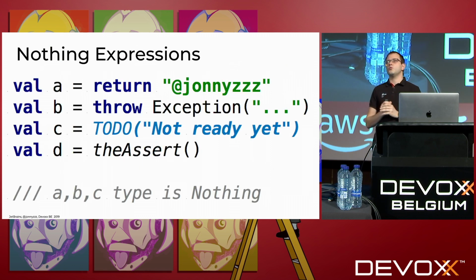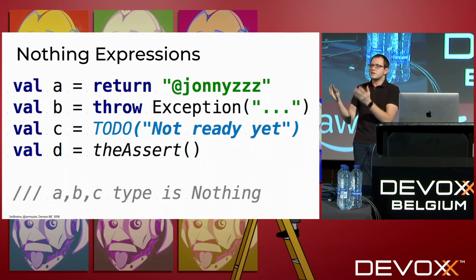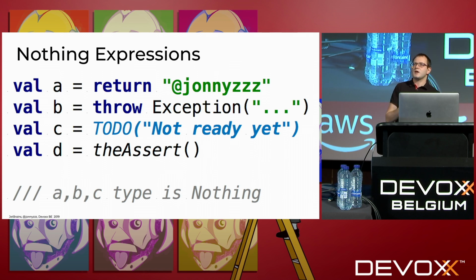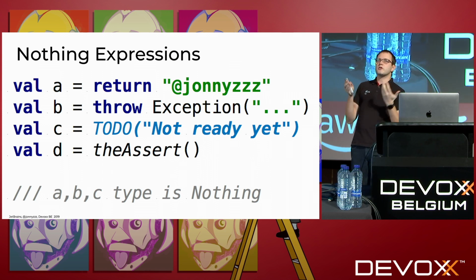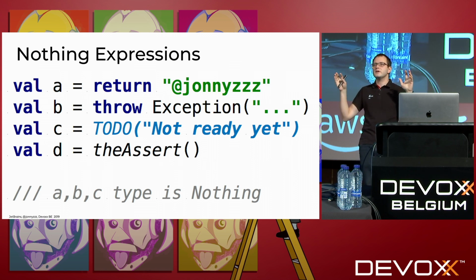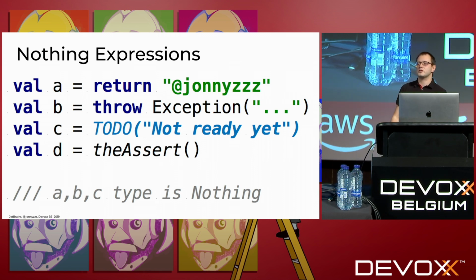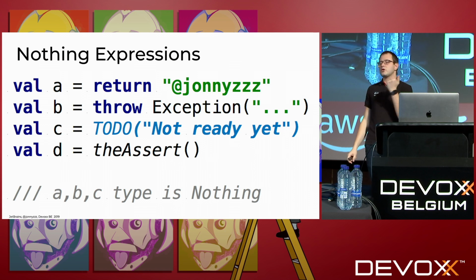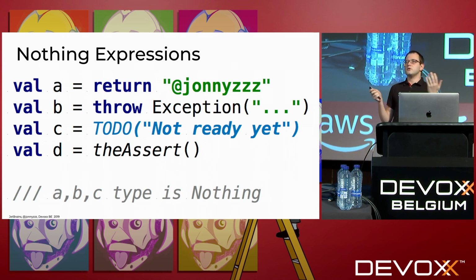And you can declare several more things which have the same type, like a return statement. Essentially in Kotlin, almost every statement is an expression of some given type. And here, a return statement has the type Nothing, a throw statement has the type Nothing. The TODO function, this is a function from the standard library which really helps to simplify the code you write, and I'll show you an example in a moment. And there is your custom assert. All these declarations have the type Nothing.